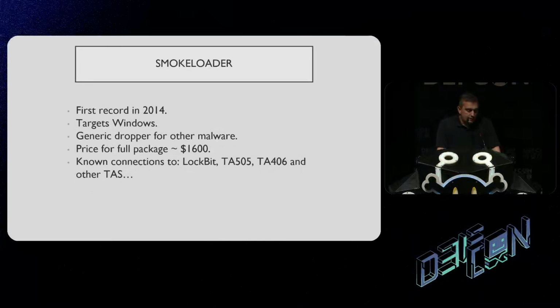And we're getting to the really huge guns in here. Smoke Loader is 20 to 22% of all the C2s that are being run this year. The first record was in 2014. They mainly target Windows. They use it as a generic dropper for other malware. The price for the full package is more or less $1,500. They have known connections to LockBit, TA505, TA406, I don't know, whatever. All the APTs have worked at some point with Smoke Loader.